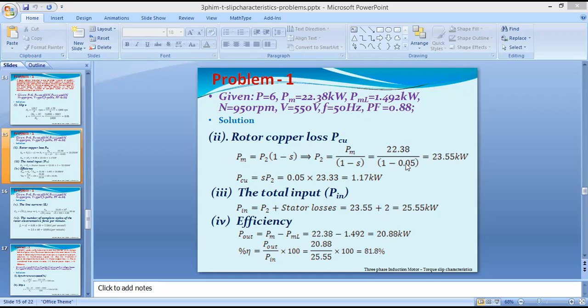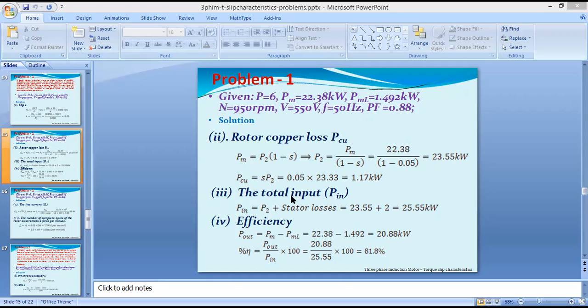The value of s we have just derived, 0.05. If you solve this, you will get the value 23.55 kilowatt. After that, you can put the value of s, 0.05, and P2, 23.55. So you will get the value for PCU, that will be 1.17 kilowatt.